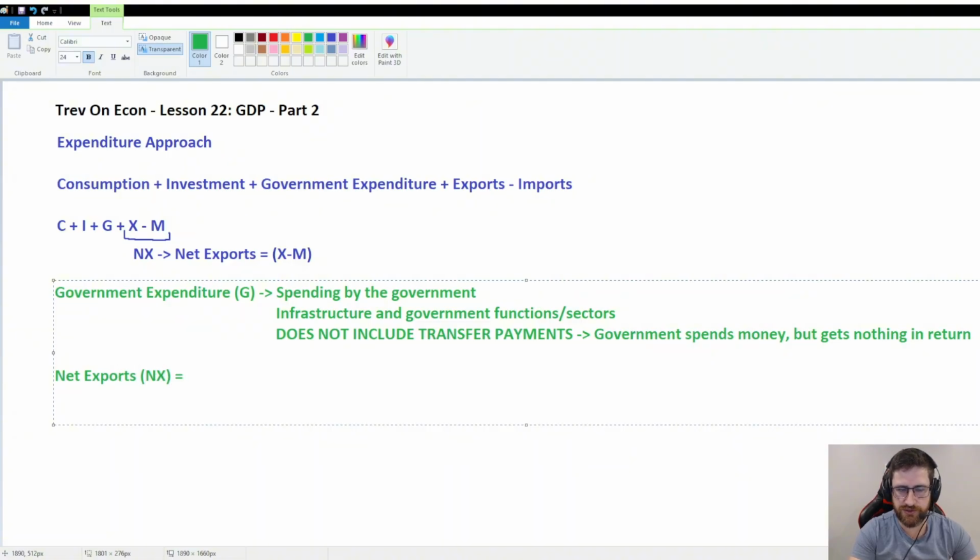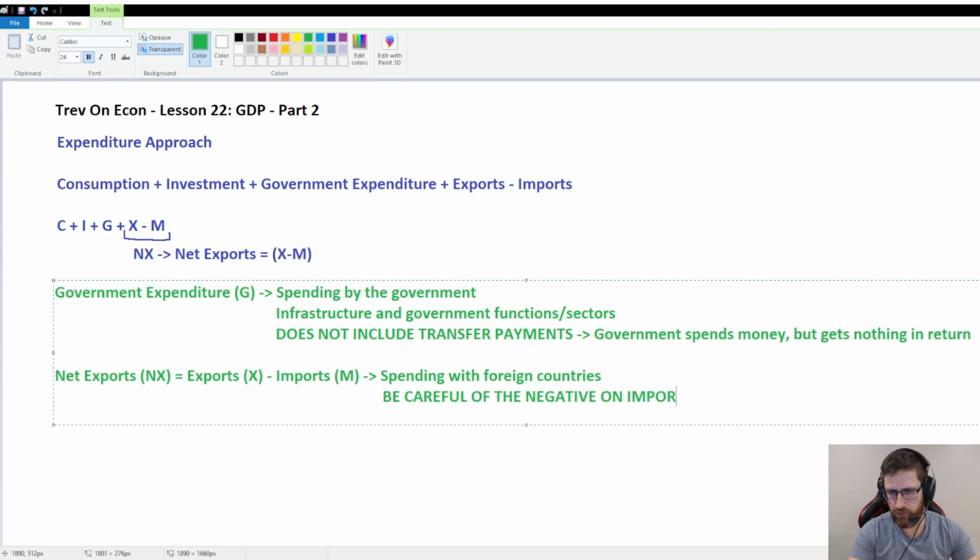NX, which again is equal to exports X minus imports M. And you can imagine this is spending with foreign countries. Be careful of the negative on imports. This one gets everyone all the time.